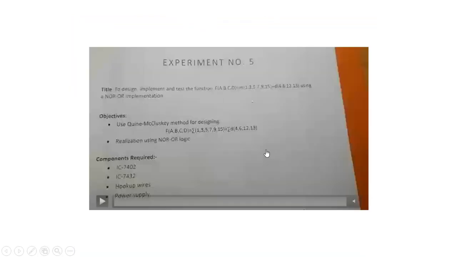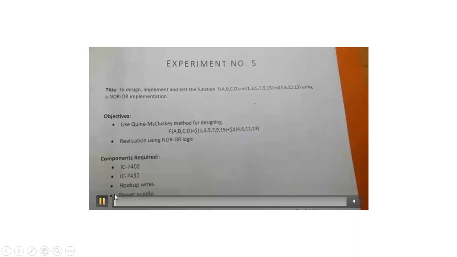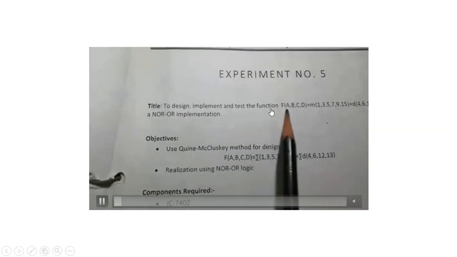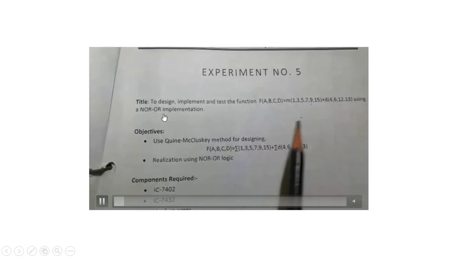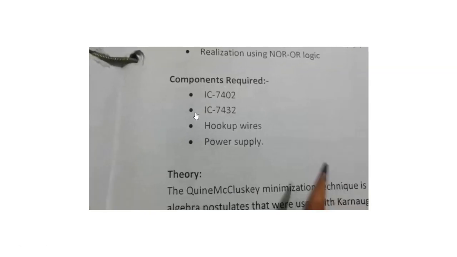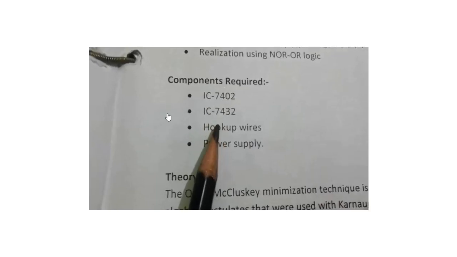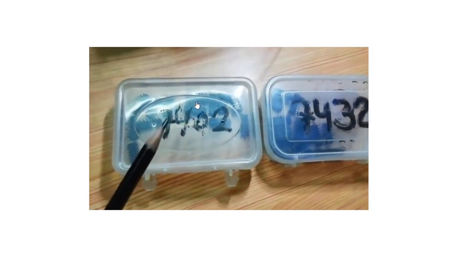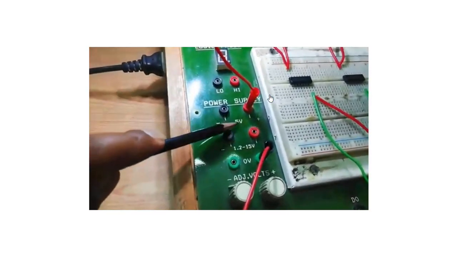Now coming to how to implement this circuit. You have to implement this function using NOR and OR implementation. We have simplified this function. Now this is the 7402 NOR gate IC, and the 7432 OR gate IC. You have to use hook wires. We know we require 2 NOR gate ICs and 1 OR gate IC.